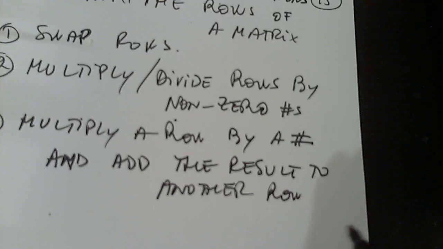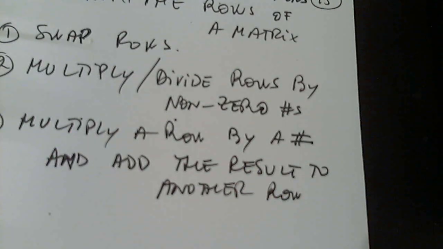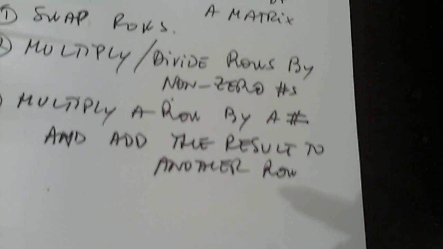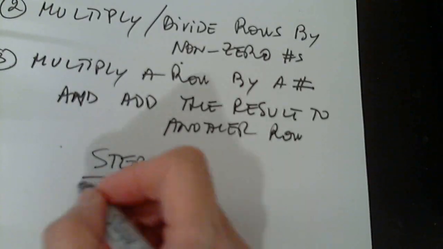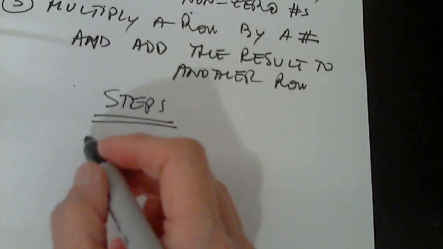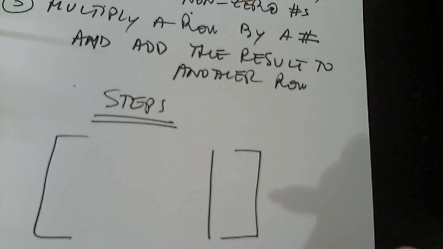We did that a lot to eliminate. We multiplied by -1 and then we added to another row to get a new equation. And that's exactly what it means. Okay, steps. This is very important. And we cannot ever deviate from the steps.